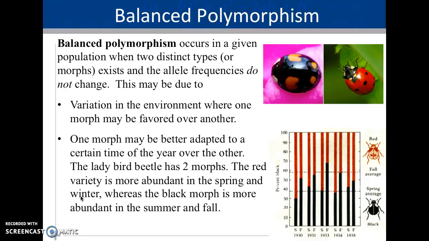Another way that we maintain variation is balanced polymorphism. This occurs in a given population when two distinct types exist and the allele frequencies don't change. This is due to the fact that variation in the environment might favor both morphs. We call the phenotypes morphs, or one morph may be more adapted to survive during a certain time of year over the other. And so we see that some, like the ladybugs, the black ladybug will be very prevalent during the spring. The red ladybug will be very prevalent during the fall, and they switch on and off all year.